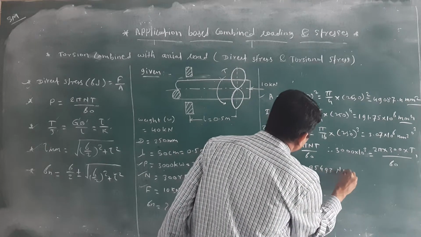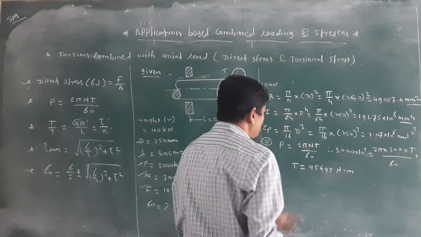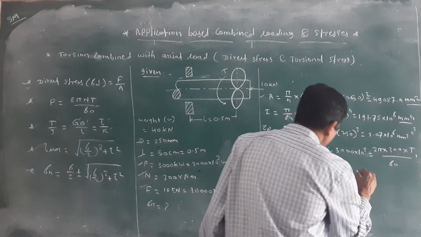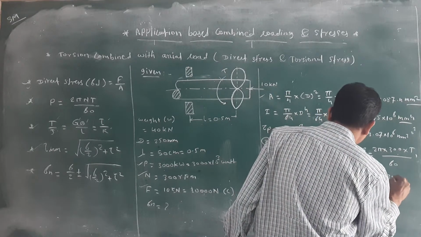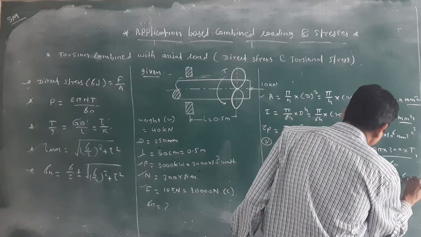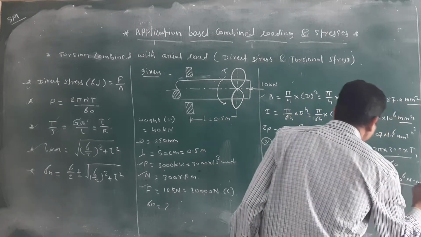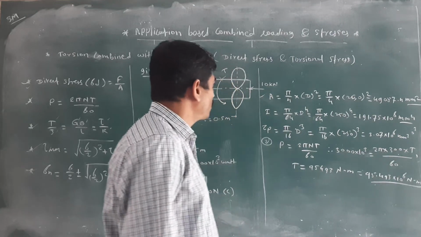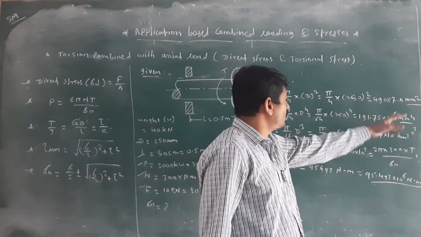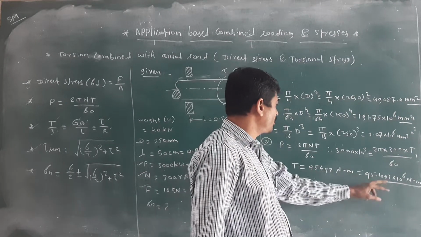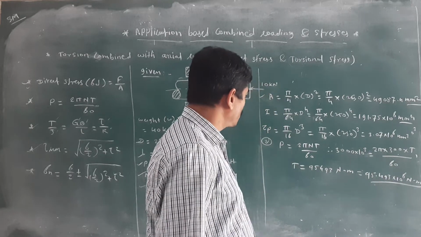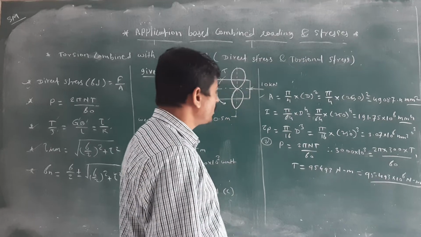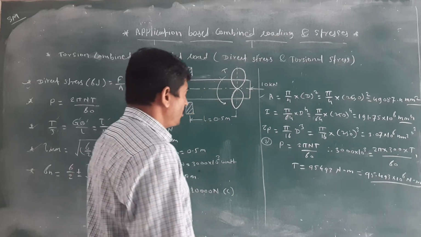95.493 Newton meter. If you want to convert it to Newton mm, how to convert? 95.493 into 10 raised to 6 Newton mm. Because all dimensions we have found in mm, that's why I have converted this value from Newton meter to Newton mm. You know 1 meter is equal to 1000 mm.